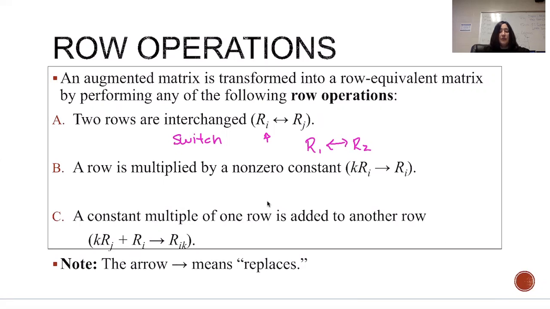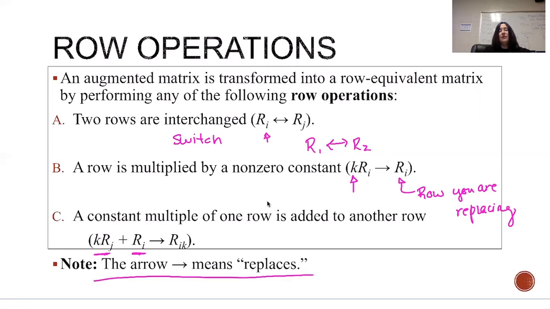Now, you can also multiply a row by a constant. If you do that, this K represents the constant. This is whatever row you're multiplying by. This part at the end is the row you're replacing. So which row are you putting that into? Now you can multiply a row and then add it to another row and replace it into whatever row you're indicating. So the arrow, like it says down here, means it's replacing it. You're putting that in.